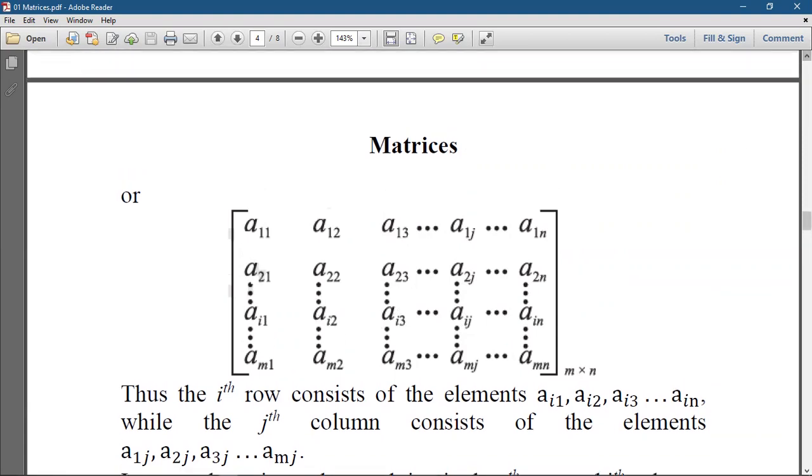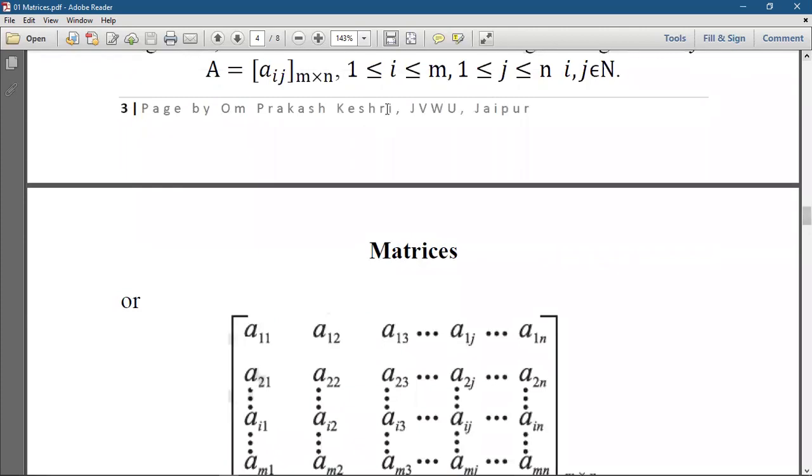Now again, see these things. A equals (a_ij) m by n, where i varies from 1 to m and j varies from 1 to n. Then the total number of combinations will be m into n. Now i equals 1, j equals 1: a11, first row first column; a12, first row second column; a13, first row third column; dot dot dot, a1j, first row jth column; dot dot dot, a1n, first row nth column.